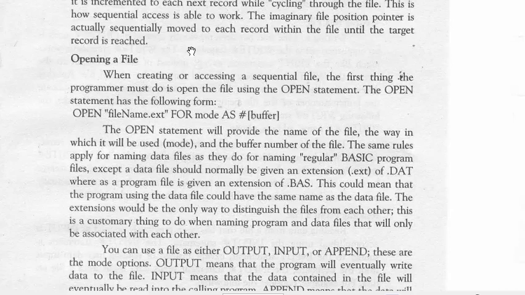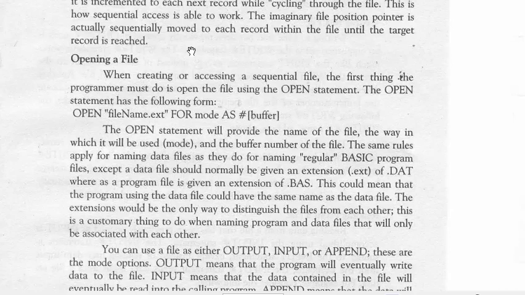The same rules apply for naming data files as they do for naming regular basic program files, except the data file should normally be given an extension of .dat, whereas a program file is given an extension of .bas. So students, remember that there are two extensions that we have to use. That .dat is used for data file, where .bas is used for program file.